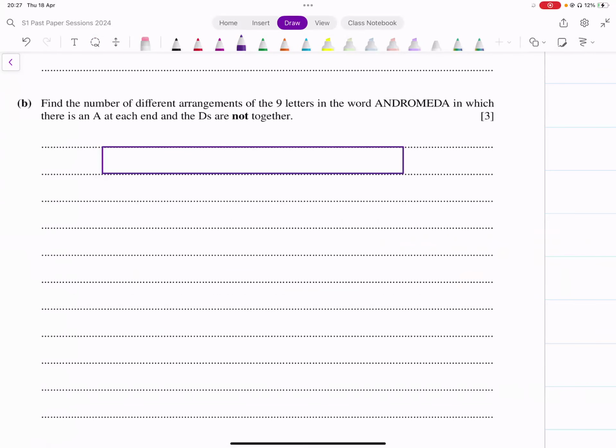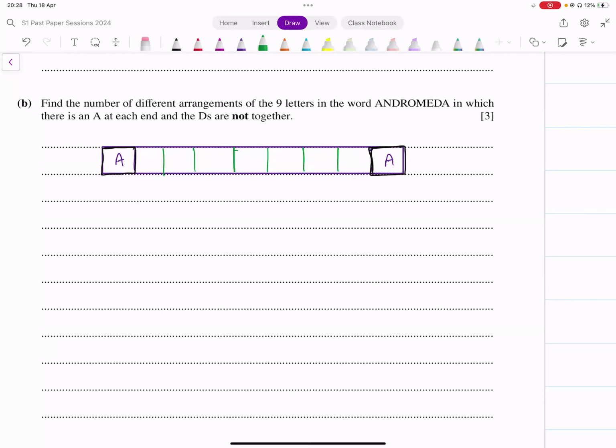There's an A at each end. That means the first letter on the left is going to be an A. The last letter on the right is going to be an A. These two are A's. Okay. How many places do we have in the middle now? We have 7 places left in the middle. Now the A's are fixed. They are not going to move. So there's nothing that you have to do about the A's. They are fixed there. And they're identical, so it doesn't matter if this A is there or this A is there. We just fix those A's. So all we have to deal with is these 7 boxes in the middle.